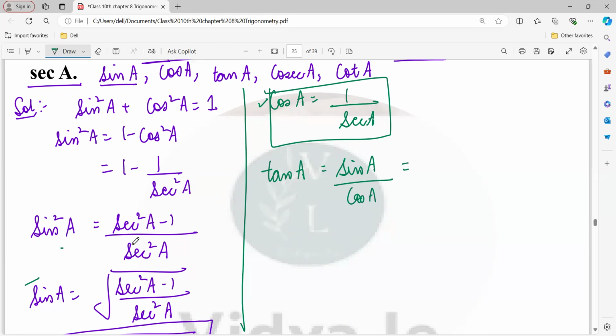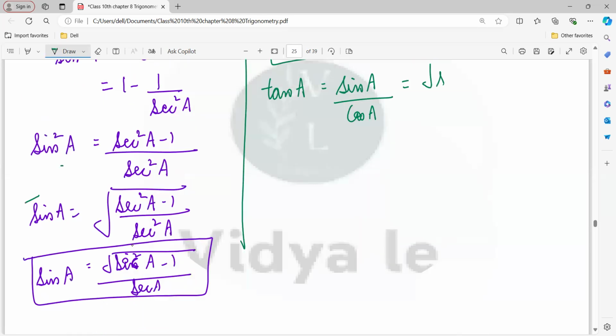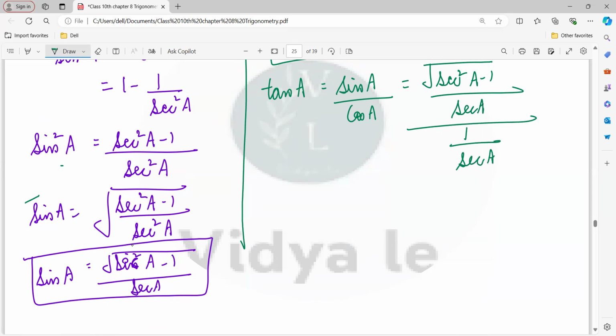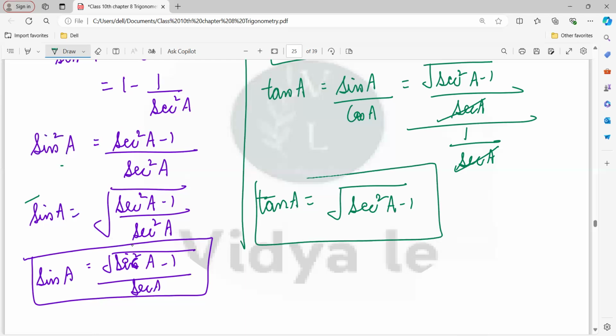So we'll substitute the value of sine, which is square root of secant square A minus 1 upon secant A, divided by 1 upon secant A, where secant and secant will get cancelled out. So we got the value of tan as square root of secant square A minus 1. So herein we have found the value of the third trigonometric ratio, which is tan A.